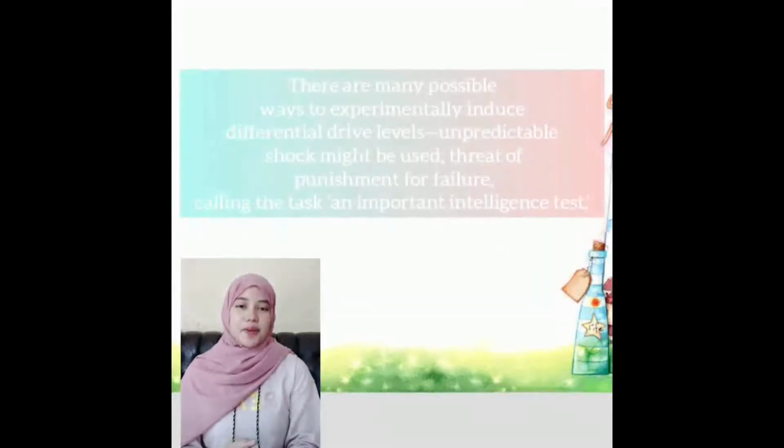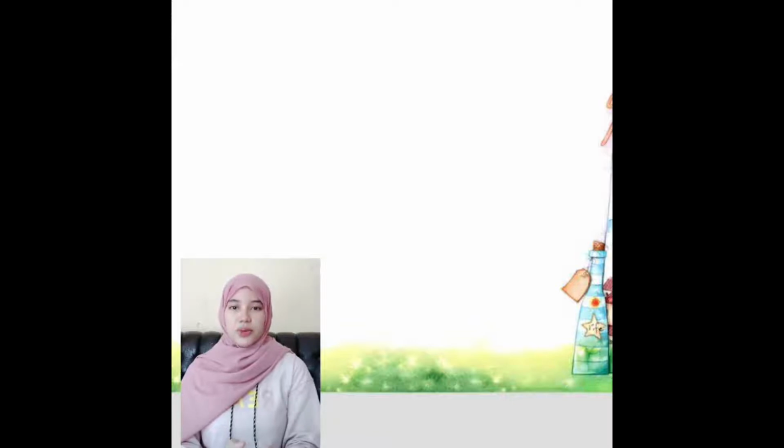There are many possible ways to experimentally induce differential drive levels. Unpredictably, such might be used: punishment for intelligence tests, and even making them extremely hungry, thirsty, and angry. It will also be possible to select two extreme groups on the Taylor Manifest Anxiety scale, assuming the high-scoring subjects to be under generally high drive in any other situation.